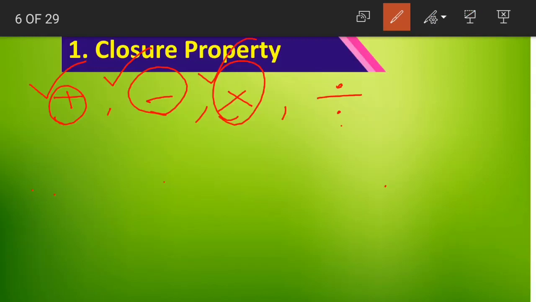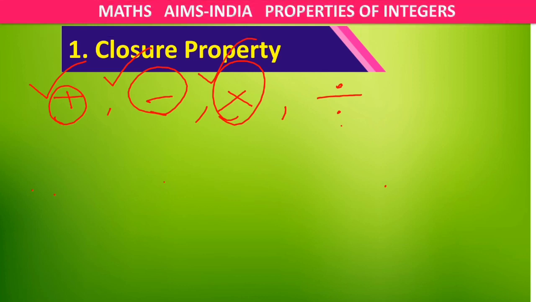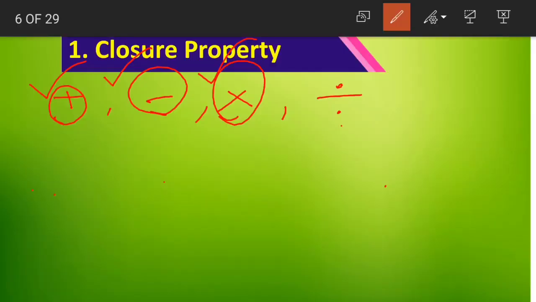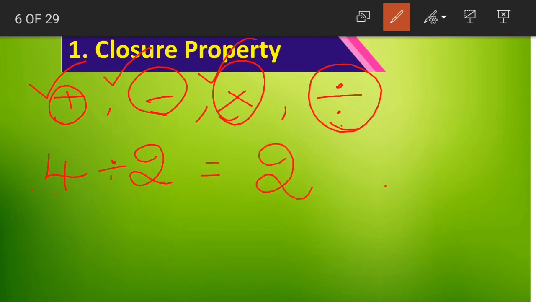Clear, class? Integers are very important, and many students get confused about which sign to put, and because of that small sign your whole answer will become wrong. So please be careful. Coming to the last operation, division. Let us consider two integers, 4 and 2. 4 divided by 2 is 2, because 2 twos are 4.